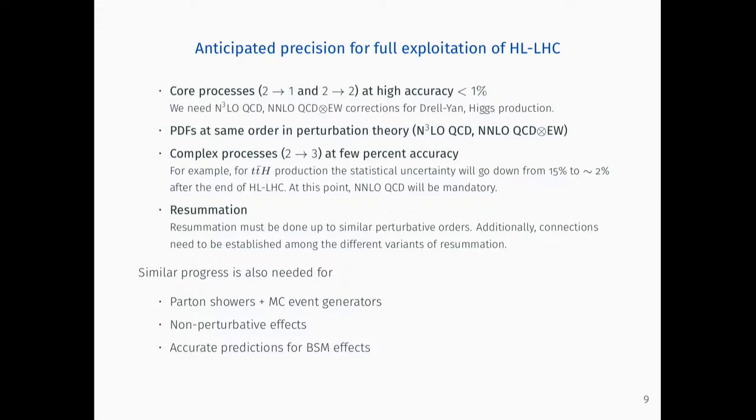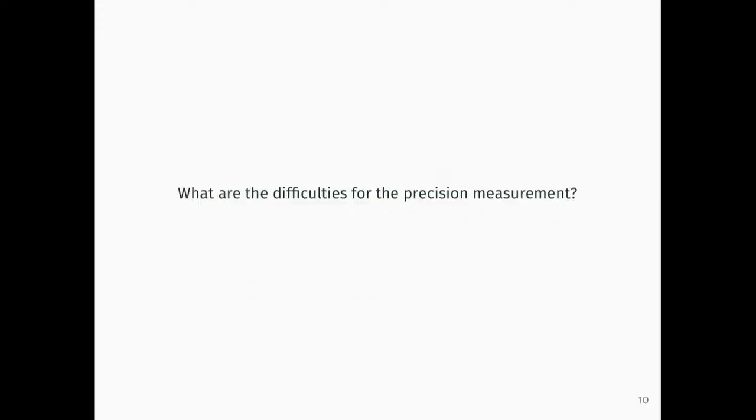And then also we need to do resummation for several kinematical regions. And a similar process is also needed for other things like non-perturbative effects and accurate predictions for BSM effects, and also parton showers and Monte Carlo event generators to compare with the data. But these I will not be talking about today. So let's consider one of the processes and how to obtain the precision for that.